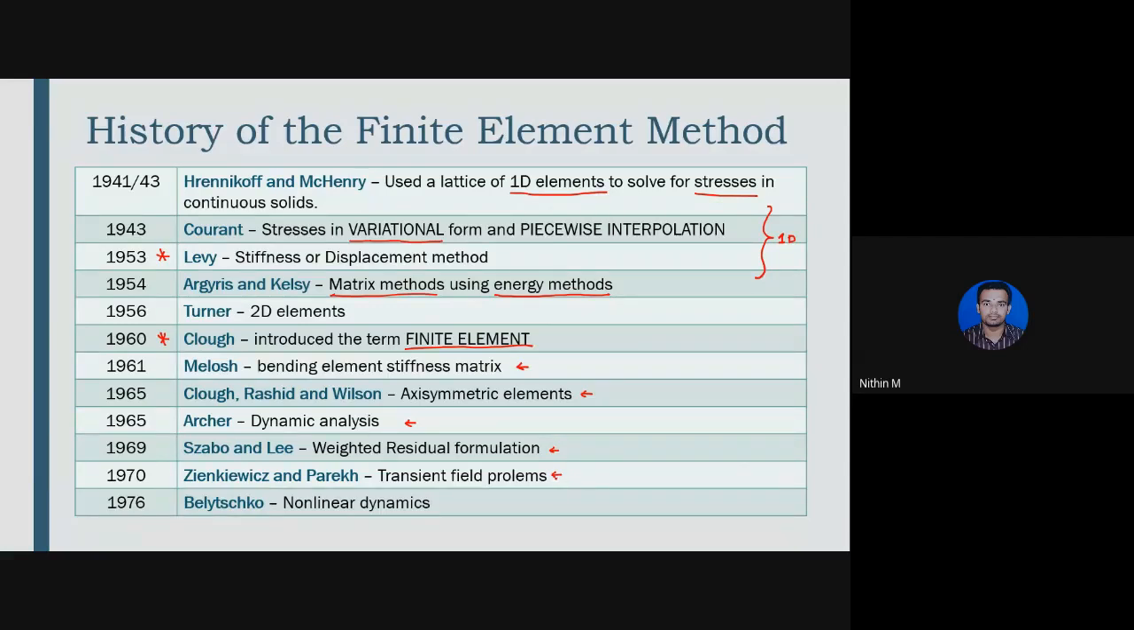But in the year 1970, the concept was extended to transient state analysis. This was done by two engineers, Zienkiewicz and Parekh. This engineer, Zienkiewicz, can be called the father of modern day finite element analysis. Again, he has authored a couple of books on finite element analysis, which are excellent books.